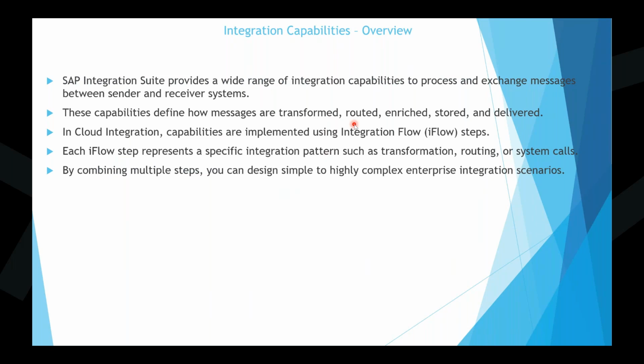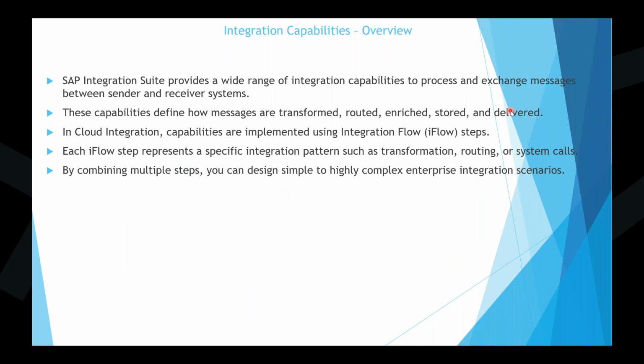Route: send the messages to different receivers based on conditions. Enrich: add more data to the message by calling external sources. Store: save data temporarily for later use. Deliver: send the final message to the receiver systems. Any questions?